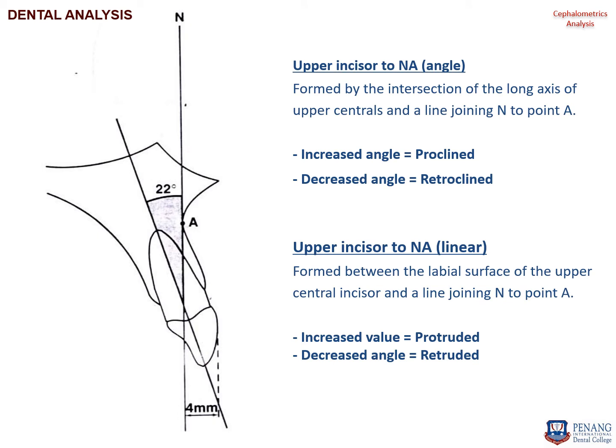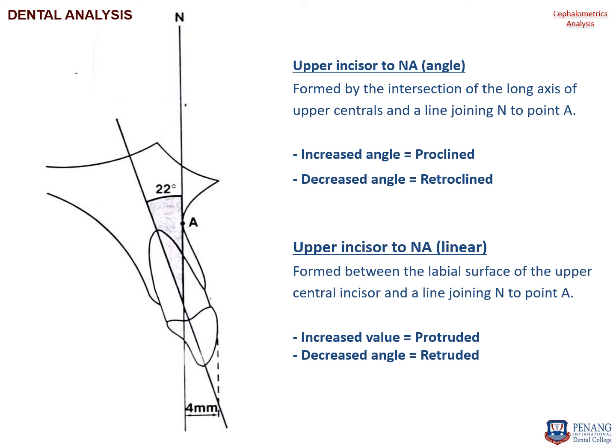We've now come to the dental analysis part of Steiner's analysis. This one will be upper incisor to NA angle and upper incisor to NA linear. So there are basically two measurements. One is the angular measurement, the other one is the linear measurement.